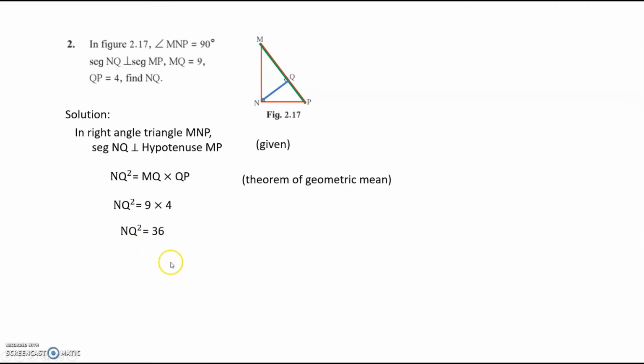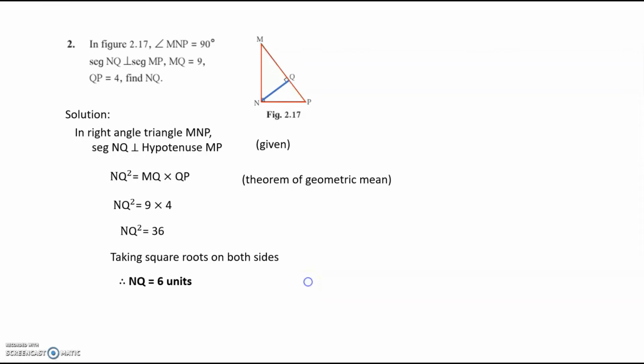Now let's find the square root. NQ, that is taking square roots on both sides. Now NQ square root will be NQ. Square root of 36 is plus or minus 6, but since it is sides, we will take only the positive root. So NQ is 6 units, and this is what is the question.